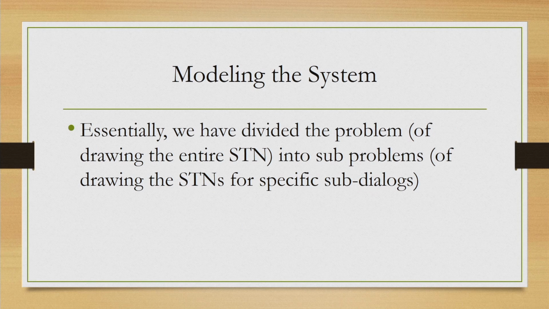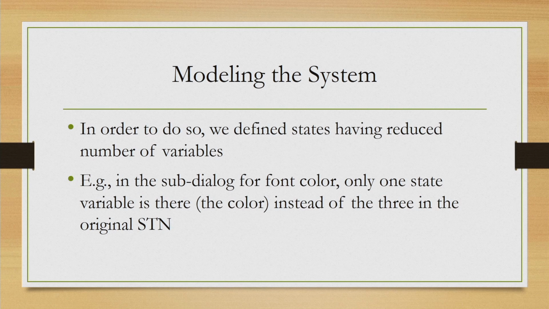So, what have we essentially done? We have divided the problem into sub problems. Our entire problem was to draw the STN for the entire system. Now, we have divided it into sub problems, that is, to draw STNs for specific sub dialogues, and then we have connected these sub dialogues with fewer arcs. Those are higher level arcs or transitions.